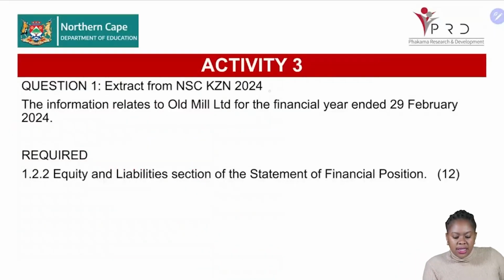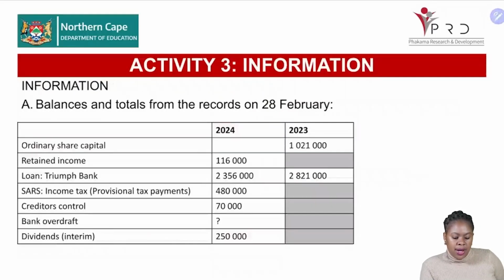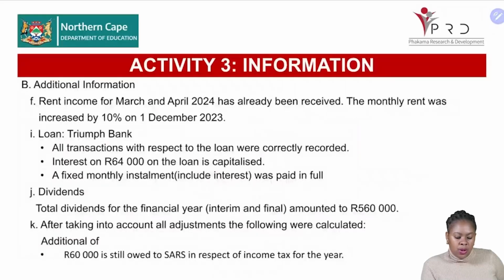So let us do activity 3. Activity 3 says you are required to do the equity and liability section of the statement of financial position. All right. And then here's the information provided, and the adjustments are as follows. So I will give you 6 minutes to quickly go through this activity, and then I will see you in 6, and then we can talk about it. All right. See you in 6.